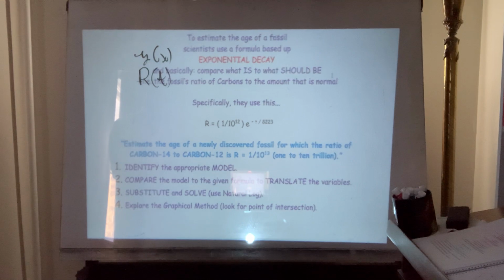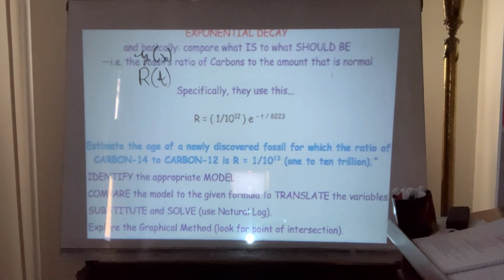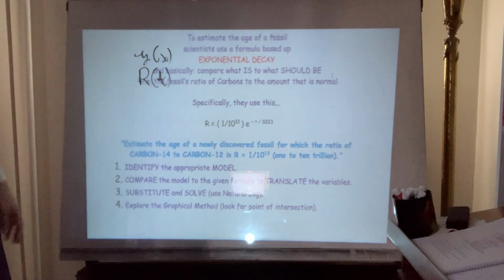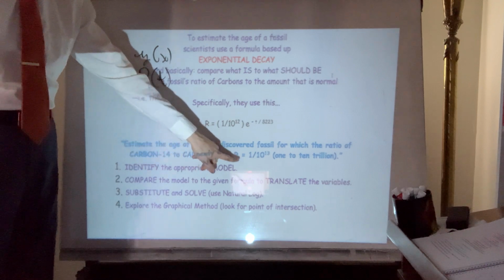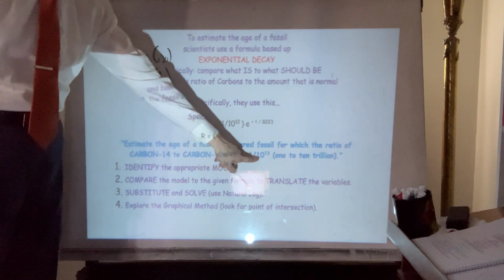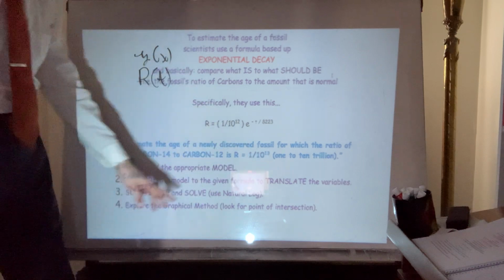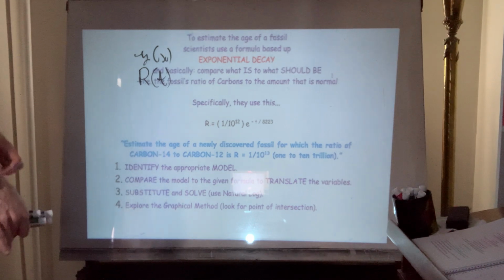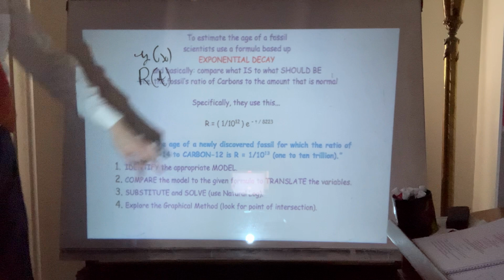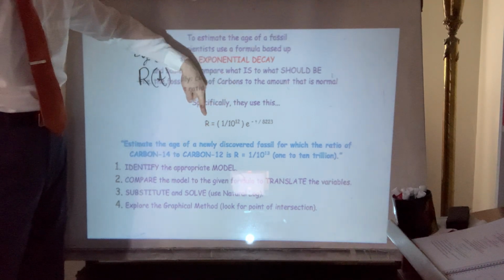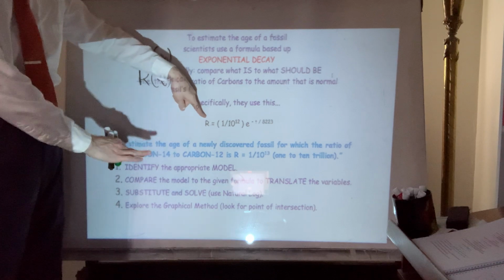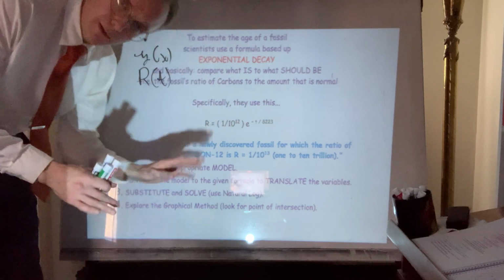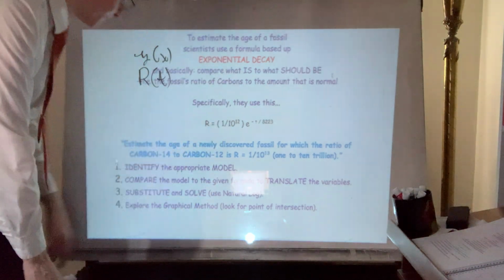All right. Now the real question is to estimate the age of a newly discovered fossil for which the ratio of carbon-14 to carbon-12 is the R value here, 1 over 10 to the 13th. That's 1 to 10 trillion as opposed to 1 trillion. All right, so significantly less. Here again is the starting ratio, and what we're going to input eventually here is what it becomes. Right? So the way that this is rigged, if you can solve for t, you could figure out the amount of time that it would take to get from here to there.